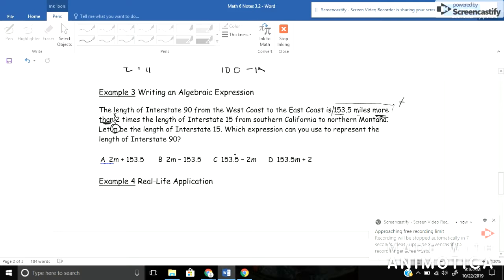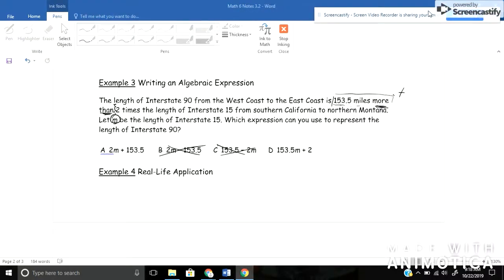Well, first off, I can get rid of my 2 subtraction problems because "more than" means to add. After I've gotten rid of my subtraction problems, by process of elimination, I'm looking at where my keywords match up with my algebra. For letter D, it says 153 times m plus 2. And for letter A, it says 2 times m plus 153.